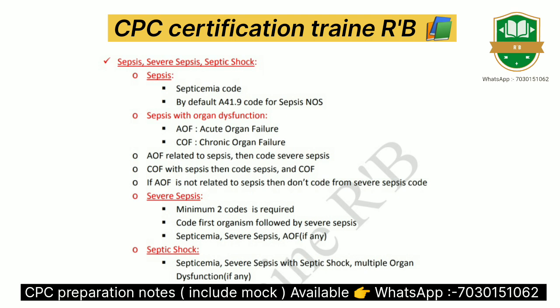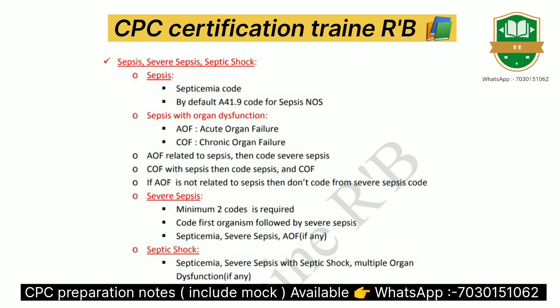Then we can discuss first sepsis. In sepsis, septicemia code we can capture. It means septicemia code is A41.9. That is NOS, unspecified code. Then sepsis with any organ dysfunction. Then we can go to sepsis with severe sepsis code. Severe sepsis code is R65.20. Then you can go to two codes. First sepsis with complication. Then second code, severe sepsis, R65.20.